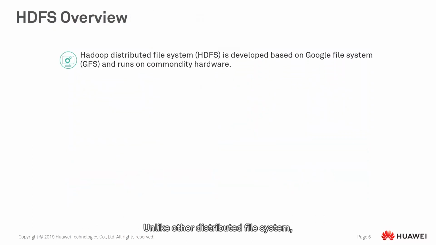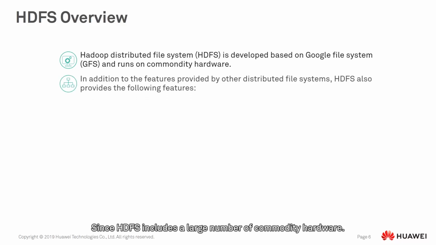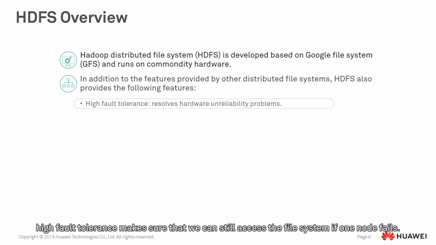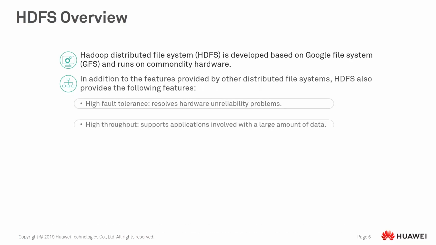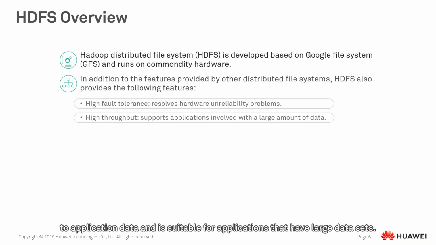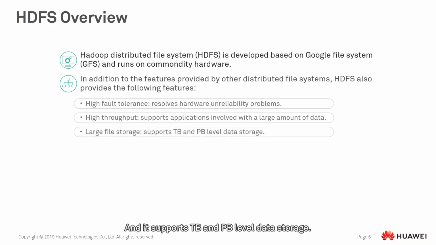Unlike other distributed file systems, HDFS is highly fault-tolerant, which resolves hardware reliability problems. Since HDFS includes a large number of commodity hardware, failure of components is frequent. Therefore, high fault tolerance makes sure that we can still access the file system if one node fails. It also provides high throughput access to application data and is suitable for applications that have large datasets. And it supports TB and PB level data storage.